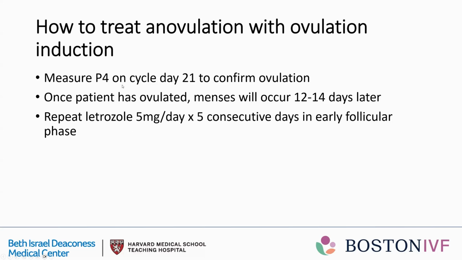You would then measure their progesterone on cycle day 21 to confirm ovulation. Once the patient has ovulated, if they don't get pregnant, we usually expect menses 12 to 14 days later. And you can repeat this letrozole for 5 consecutive days in the early follicular phase. So you can just keep repeating it month after month.